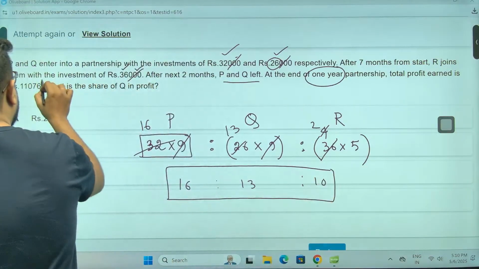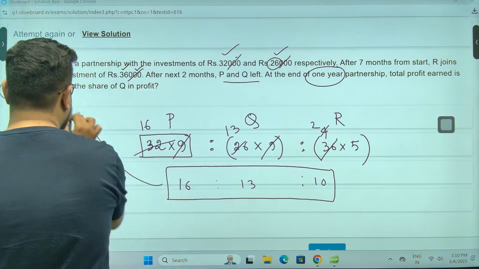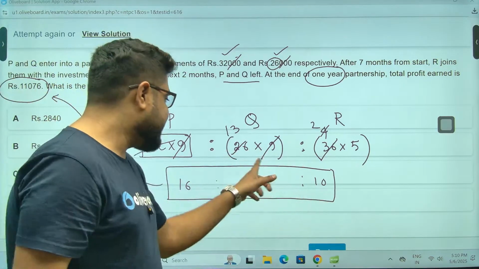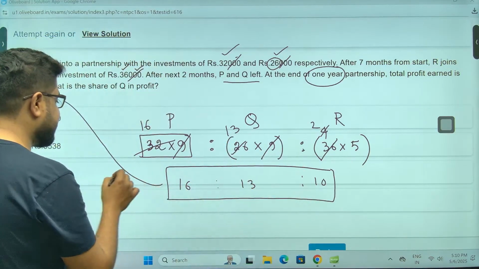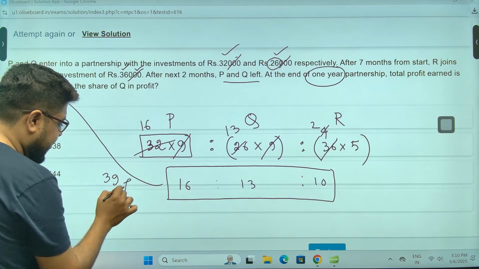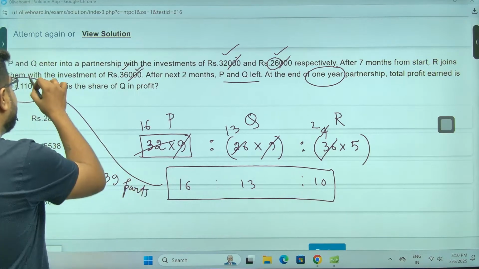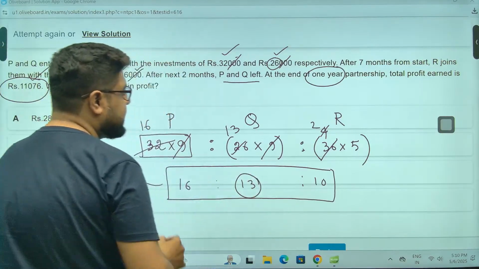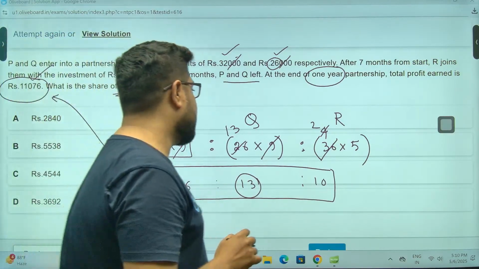Now total profit is given, meaning the total parts. Total how many parts, sir? 16 plus 13 plus 10. This is an AP, sir. 39 parts is the total. They are asking the value of 13, sir. The value of 13.